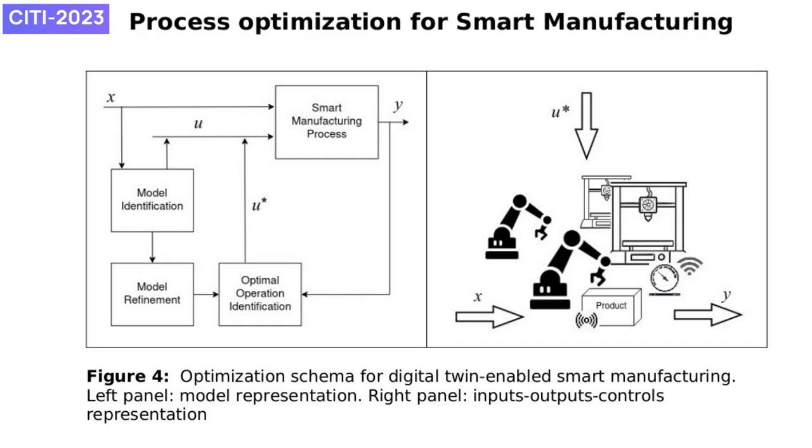A target function built on this dataset may serve as a tool for optimization of the process. The optimization schema is shown to the left on figure 4, and to the right we have some business-oriented schematization. Here inputs X and outputs Y are the quantities characterizing material and information flows, and the control signal U is to be optimized and actually represents the solution of the optimization problem.